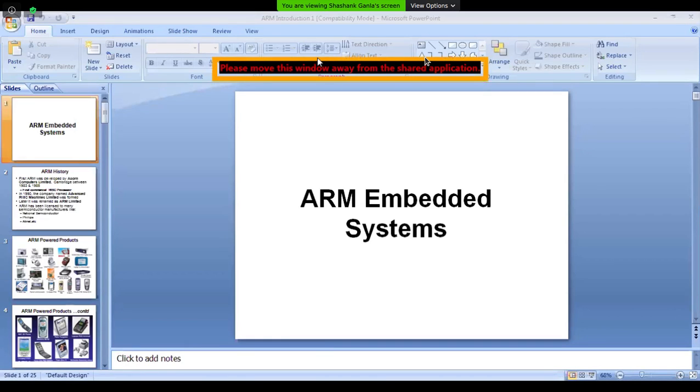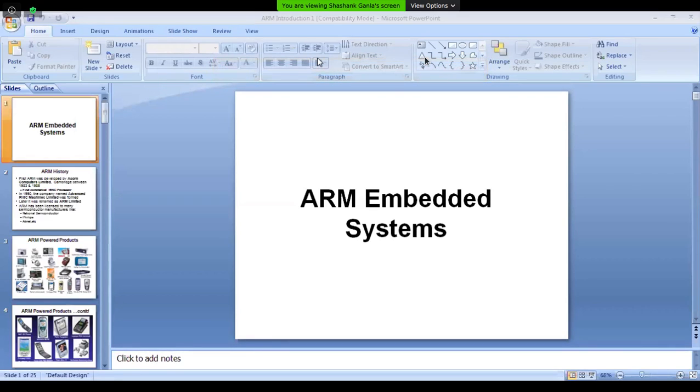Right, so I'm proceeding. The ARM architecture became very popular in the mid 90s with the ARM7 architecture, which became a commercially hit architecture. And from then onwards, there was no stopping the growth, popularity and domination of the ARM architecture in the field of embedded systems.